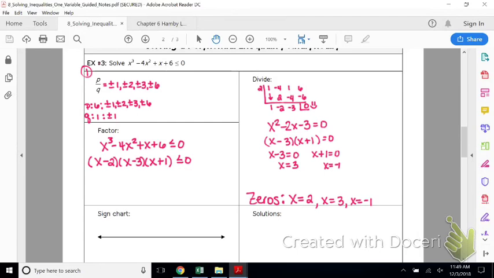Now we're going to do the same thing we did. We're going to make our sign chart. What goes on my number line? X-intercepts. We don't have any vertical asymptotes, do we? So where were my x-intercepts again? 2, 3, and negative 1. All right, so I'm going to put my infinities there, and put your x-intercepts, your zeros, there in order.